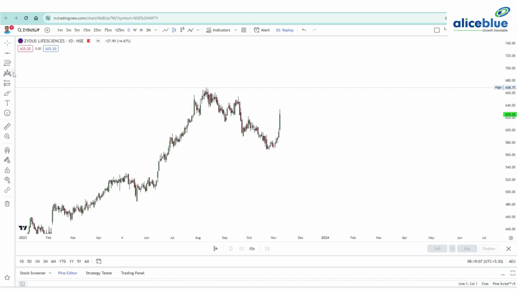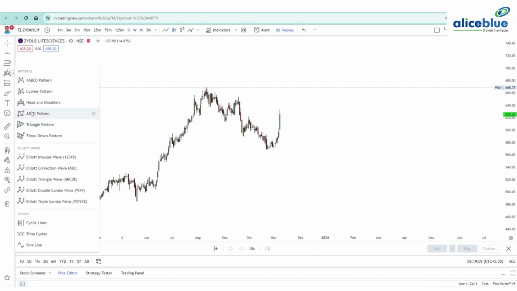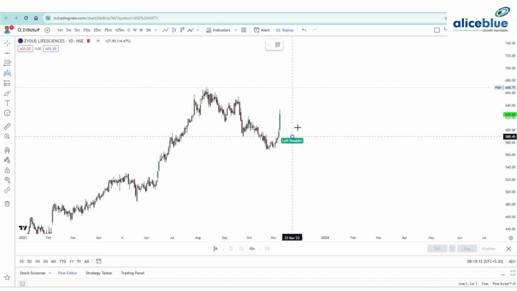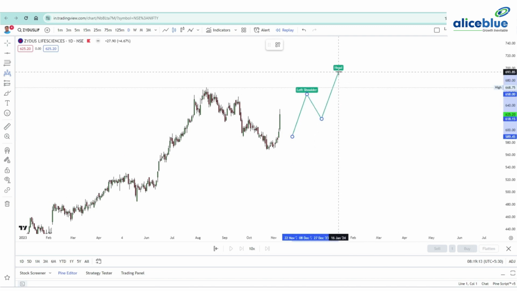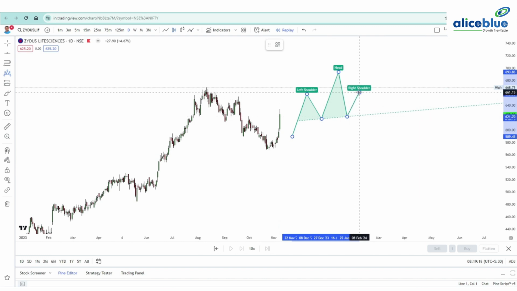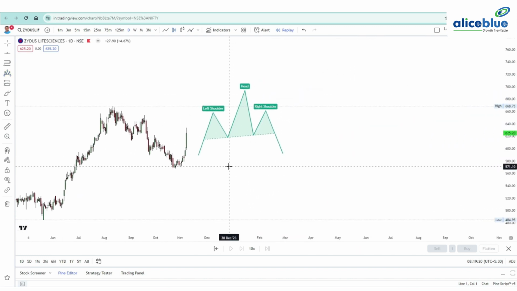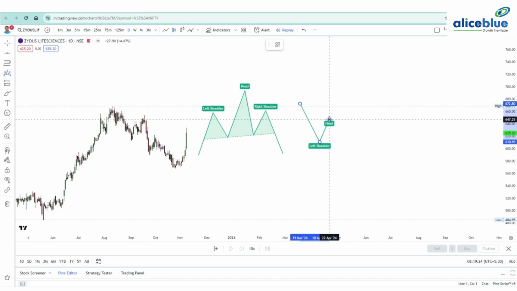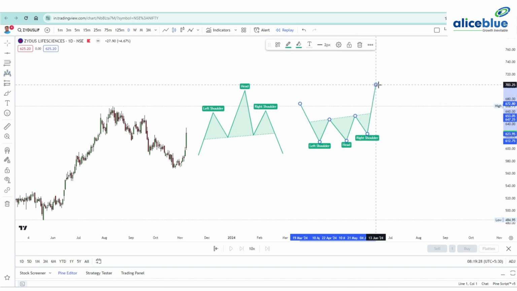First, you can see in the pattern section, there is a tool called head and shoulders. This is how head and shoulders looks like. We saw this concept in our last video. Now we can move on to the inverted head and shoulder. Inverted head and shoulder is nothing but a reversal pattern from a downtrend to an uptrend. You can see this is how an inverted head and shoulder pattern looks like.